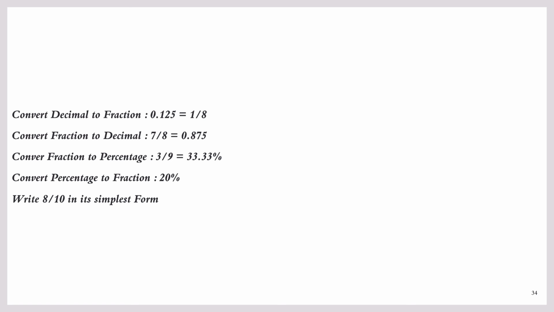Next up, we are converting percentages to fractions. We have 20%, and 20% can simply be written as 20 over 100 because we are going from percentage to fraction, and now we can simplify it. 20 times 1 is 20 and 20 times 5 is 100. So it becomes 1 over 5. And that is our answer to this question. And finally, we have to write 8 over 10 in its simplest form, and that is very basic. We can simply divide everything by 2, and we get 4 in the numerator and 5 in the denominator, and its simplest form becomes 4 over 5.